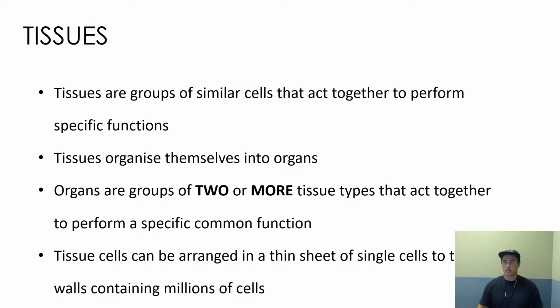So if we look at tissues, they're a group of similar cells. They act together to perform specific functions. These tissues then organize themselves into organs, as we know, and then organs are a group of 2 or more tissue types that act together to perform a specific common function. These tissue cells can be arranged in either really thin or single sheets of cells, right up to really thick walls containing millions of cells, or a combination of thin cells and thick cells.